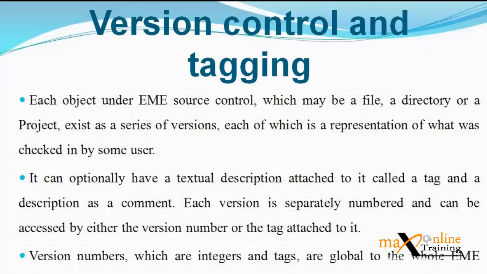Okay. Next up, version numbers. The last point. Version numbers, which are integers, and tags are global to the whole EME data store. So one version number will not be there for the other objects, because we can access the individual versions using the version number. Suppose one particular object has a version number of 7, so that version number 7 will not be used for other objects.